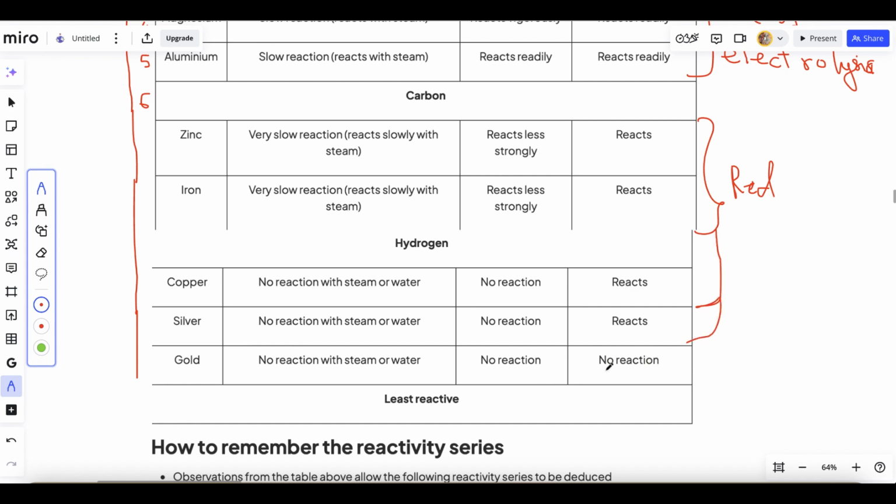If you dig the ground, what you find is gold. You don't need to purify. Gold is gold. Once you dig the ground, you don't need to carry out electrolysis, you don't need to carry out reduction reaction.